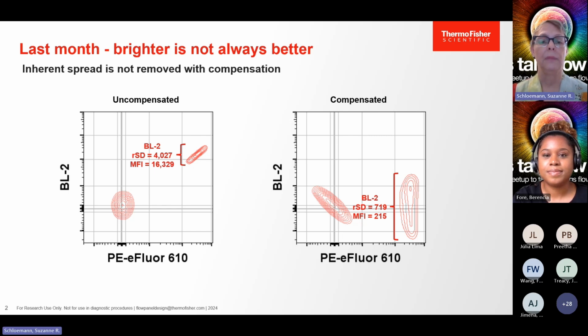In actuality, the compensation process calculates and adjusts all of the emissions of PE E-fluor 610 into secondary detectors, and it adjusts it to practically zero. These are normalized means, but it does not take into consideration the spread of the dye. So although it seems exaggerated by compensation, the spread can't be changed through compensation. So what do we do with compensation?